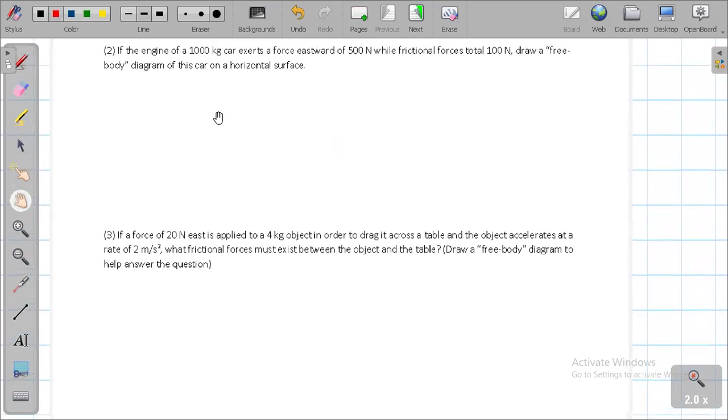If the engine of a 1000 kg car exerts a force eastwards of 500 Newton, while the frictional force is 100 Newton, draw a free body diagram for this car on a horizontal surface. Firstly, you can write the weight as mg, and the upward force exactly similar. Similar means a little difference here or there is fine.